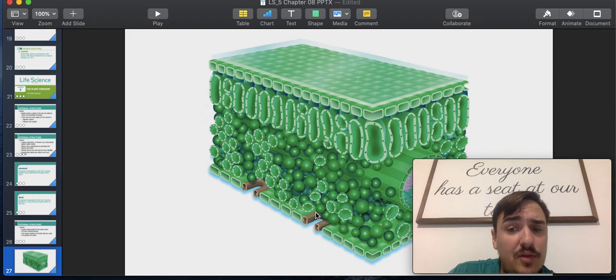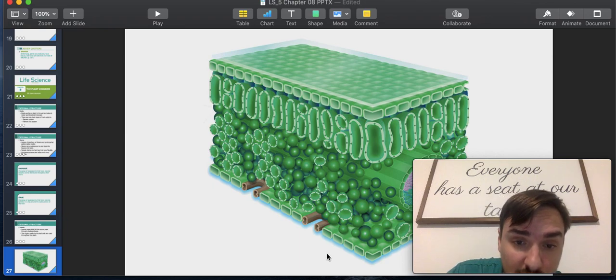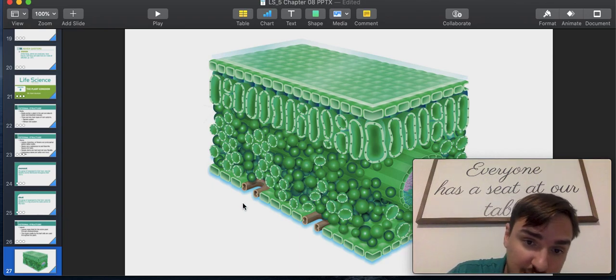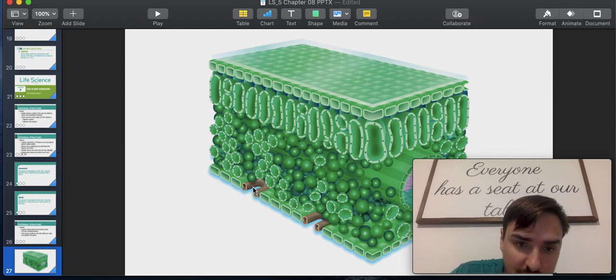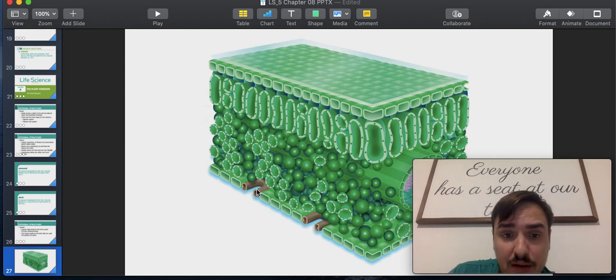Now remember, stomata are actually little holes or pores. These are openings on the underside of the leaf that allow for gas exchange. So carbon dioxide is going to come in and oxygen is going to come out. Okay, so that's there. And then the brown illustrations here, and they're not actually brown, are what we call guard cells, and they open and close to regulate the flow of oxygen and carbon dioxide in and out of the plant.